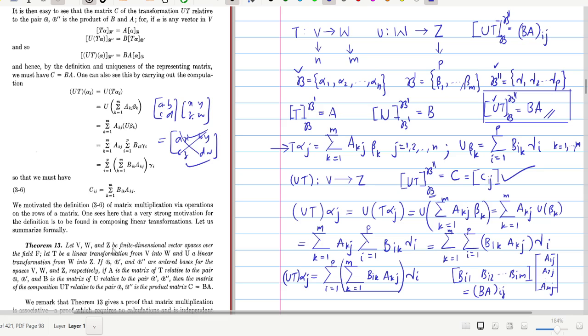Let V, W and Z be finite dimensional vector spaces over the field F. Let T be a linear transformation from V into W, and U a linear transformation from W into Z. If B, B prime and B double prime are ordered bases for the vector spaces V, W and Z respectively, A is the matrix of T relative to the bases B and B prime, and B is the matrix of U relative to the corresponding bases, then the matrix of the composition is nothing but the product. So this is the proof of theorem 13.